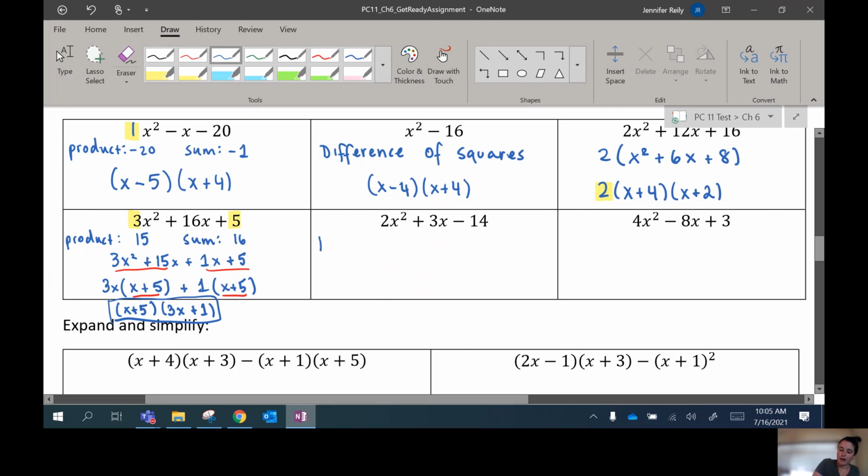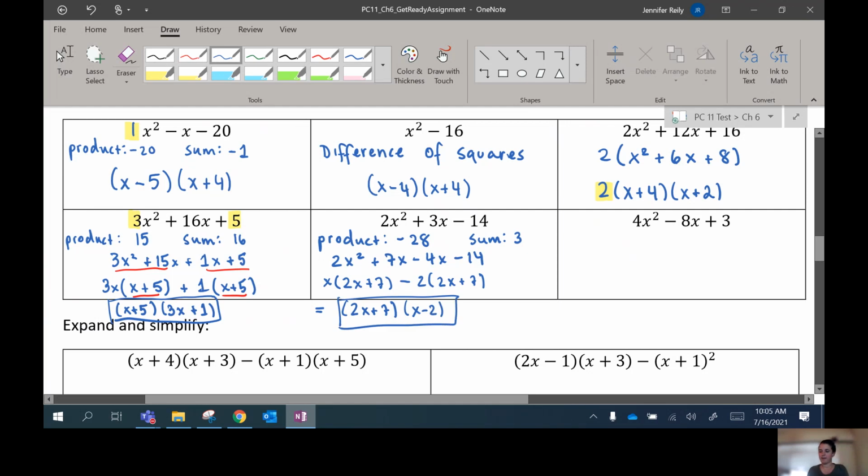This next one here, my product would be -28. My sum would be 3. So my numbers I'm looking for are 7 and -4. Split up that middle term, plus 7x minus 4x minus 14. Okay, factor, you can take out an x here, 2x plus 7, and can take out -2. I have 2x plus 7, and then finally, 2x plus 7 is common in both, and I have x minus 2.